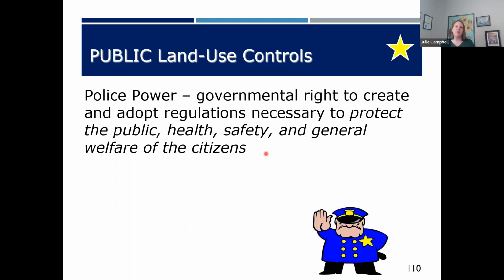Remember, even if you own fee simple absolute, y'all remember fee simple absolute? It's the highest form of ownership. Even with fee simple absolute, you still can't break the law. And when I refer to breaking the law, we're referring to violating public land use controls. So police powers are set up to help us regulate these public land use controls. Their main purpose is to help protect the public health, safety, and general welfare of their citizens.